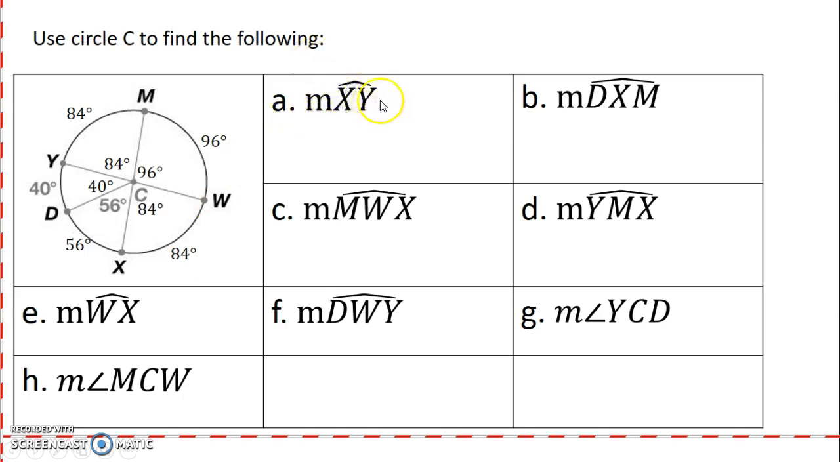So the first thing is arc XY. It's a minor arc because there are only 2 letters. Starting at X, heading toward Y. Those are 2 adjacent arcs that we are allowed to add together. So 56 plus 40 is 96 degrees.